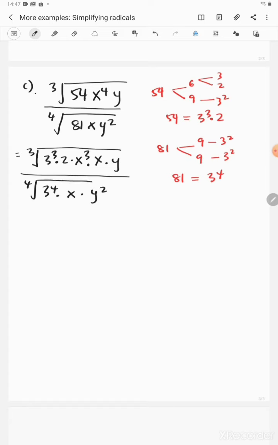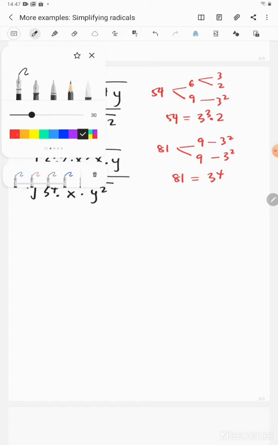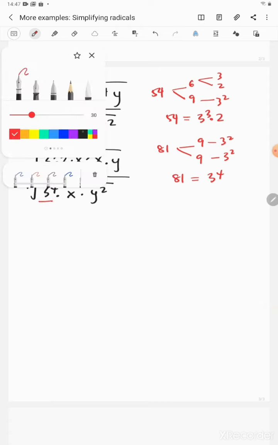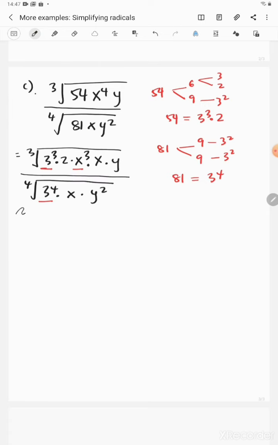So now, kat mana kita kena, which number that we have to put it outside. So we can just put out 3x. Then now, kat sini 3 power 4. So jawapan dia adalah, kat luar, we have here 3 and we have x. So inside the root, we have 2xy.